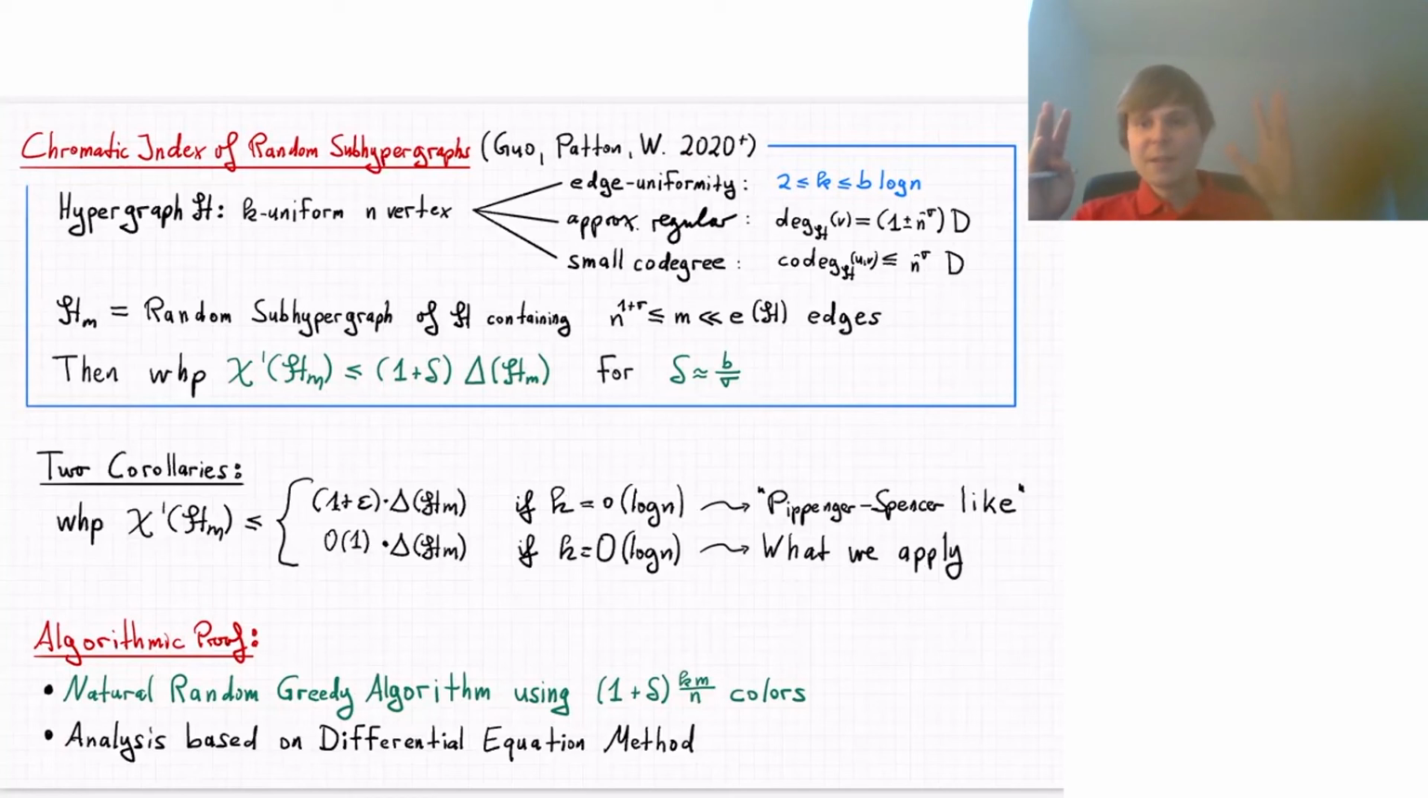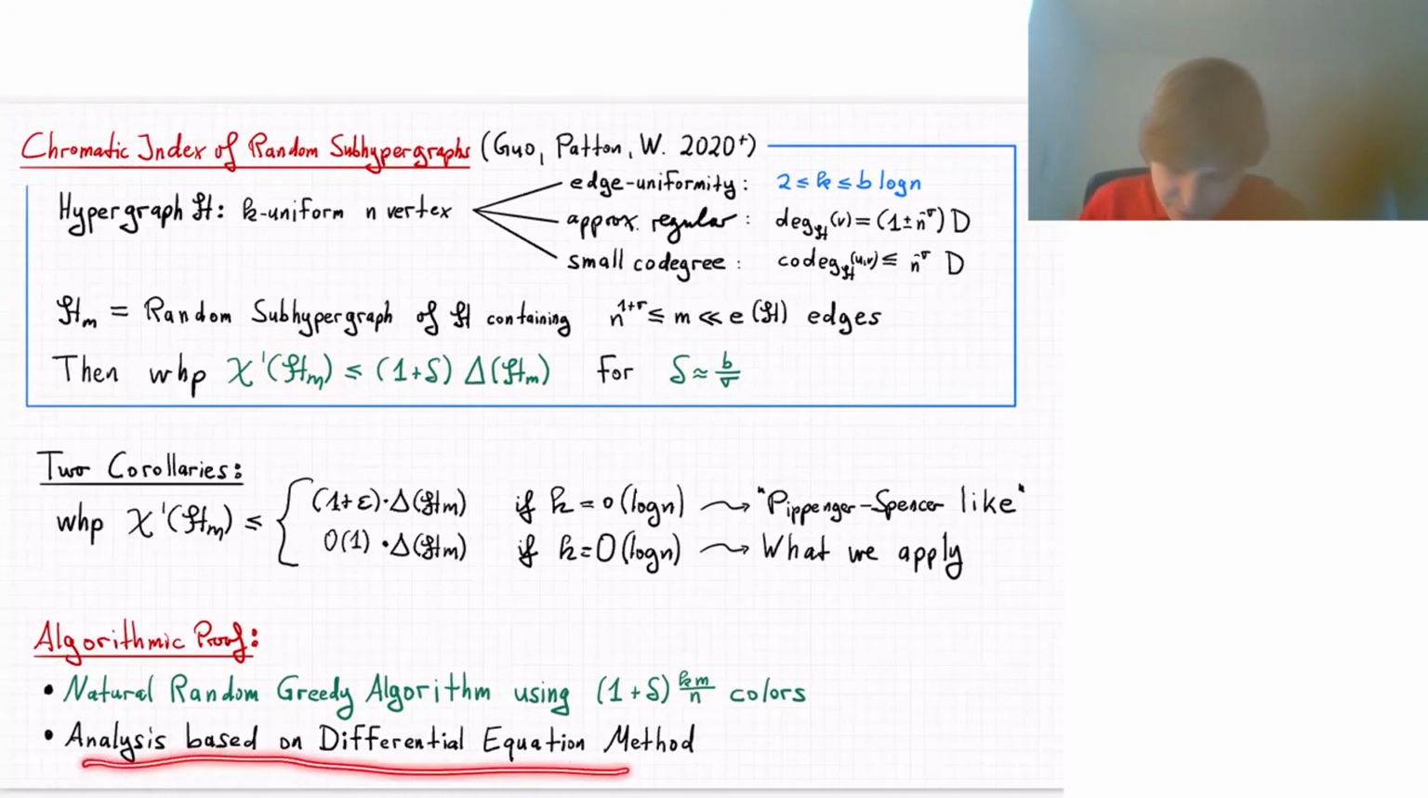Note that we're really using this kind of double randomness here. We're interested in this random hypergraph HM, but in order to color it, we use a randomized algorithm that succeeds with probability tending to 1. So we use a randomized algorithm to color these random edges.